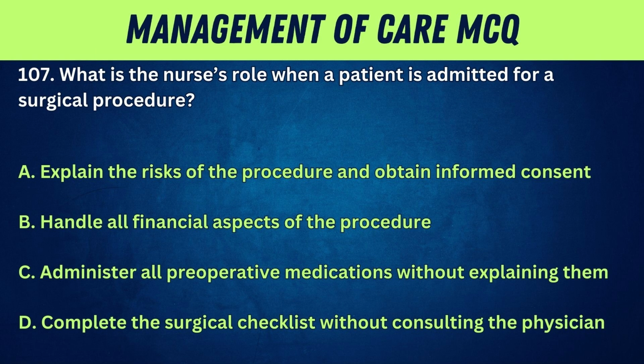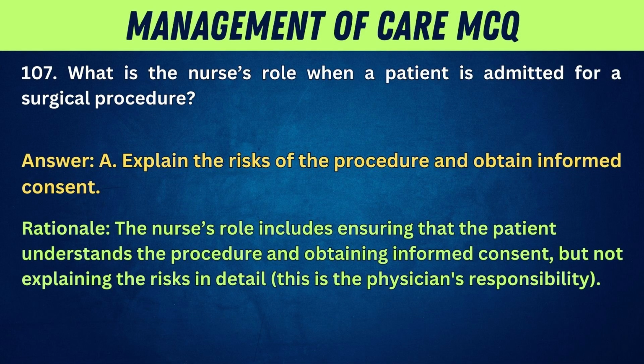107. What is the nurse's role when a patient is admitted for a surgical procedure? A. Explain the risks of the procedure and obtain informed consent. B. Handle all financial aspects of the procedure. C. Administer all preoperative medications without explaining them. D. Complete the surgical checklist without consulting the physician. Answer: A. Explain the risks of the procedure and obtain informed consent. Rationale: the nurse's role includes ensuring that the patient understands the procedure and obtaining informed consent, but not explaining the risks in detail. This is the physician's responsibility.